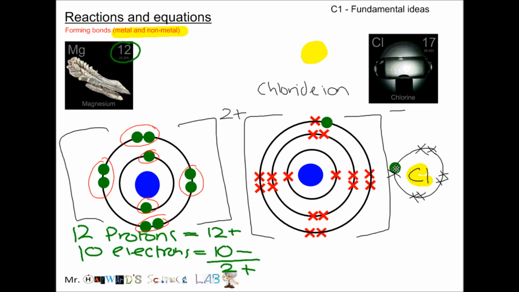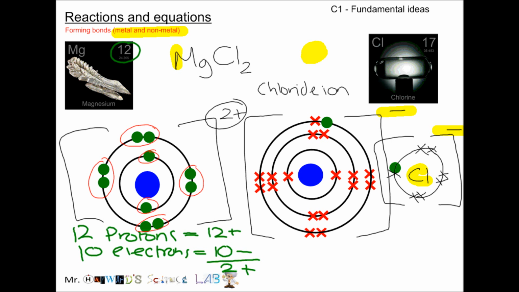The charges are also balanced. You've got a 2+ from 1 magnesium and a minus from 2 chloride ions. So you've got 2 minuses and 2 positives. The way you'd write this is MgCl2. Okay, so you've got 1 magnesium with a 2 positive charge, and to counter that 2 positive charge, you have to have 2 chloride ions, each with 1 negative charge.